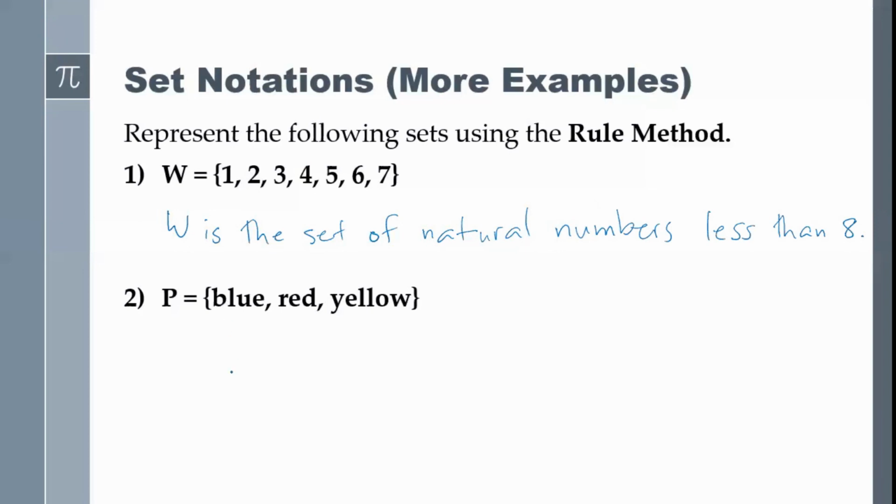Okay, let's have number 2. P is equal to blue, red, and yellow. These are colors, right? And what kind of colors are these? That's your question. So you have to really find the similarities among these colors. What can you say about these colors? Blue, red, and yellow. These are the primary colors. So we have here P is the set of primary colors. And period.